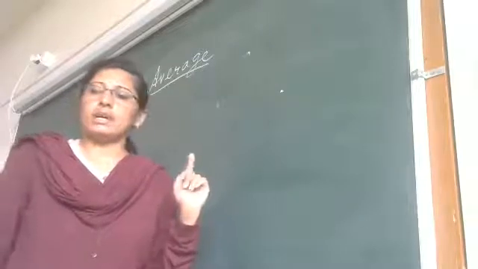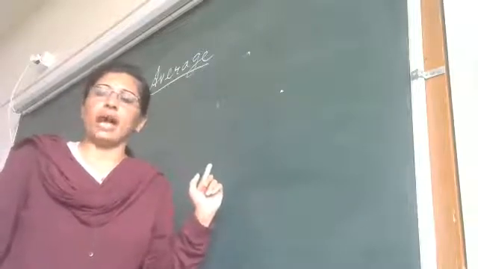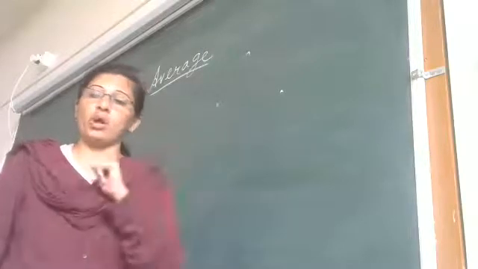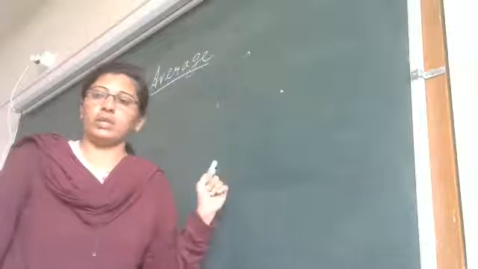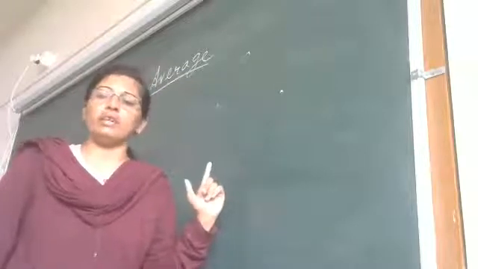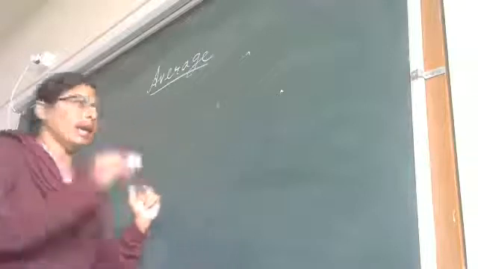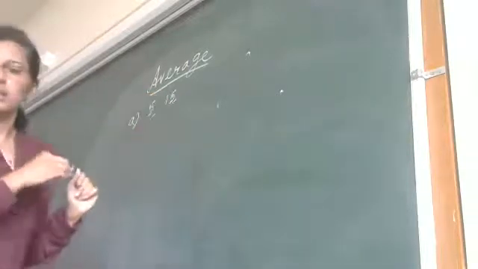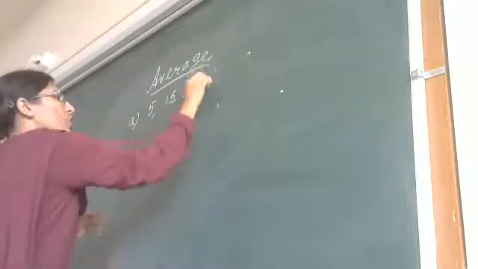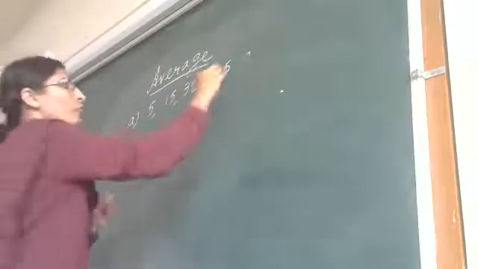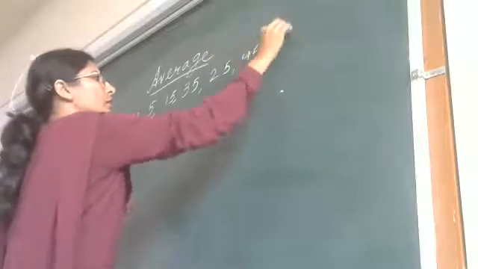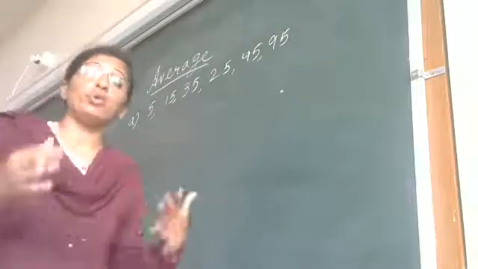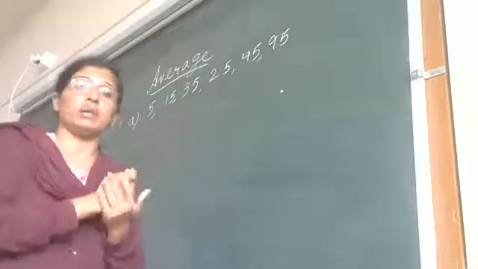Okay, so see here, exercise 9.5. We have some examples. By using this average formula, we will solve this. First one, they have given fill in the blanks. Item A is what? 5, 15, 35, 25, 45, 95. They have given these numbers, and we have to find the average of these numbers.